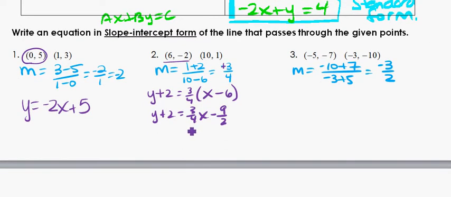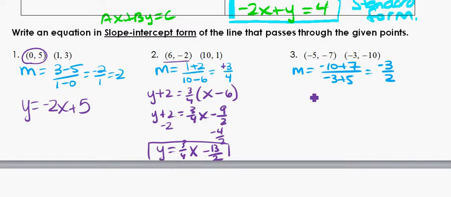And then we can go ahead and subtract the 2 to get y by itself. But since we're subtracting by a fraction, we're going to convert the 2 to a fraction with the denominator of 2, which is the same thing as minus 4/2. So now we have the equation y equals 3/4 x, and we combine the numerators, which is minus 13. The denominator stays the same, 2. And that's our equation in slope-intercept form.